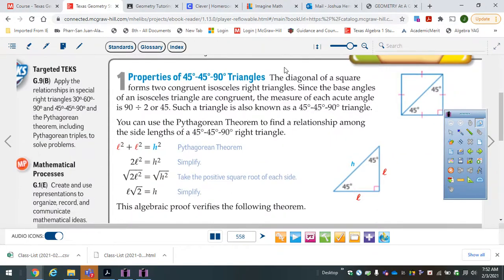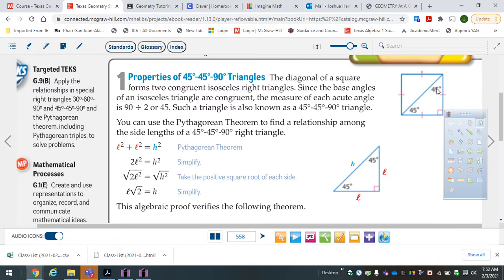Okay, so let's come on. Remember, this is like a right triangle, a square cut in half. The diagonal of a square forms two congruent isosceles right triangles. Since the base angles of the isosceles triangles are congruent, the measure of the acute angle is 90 degrees divided by 2, or 45.